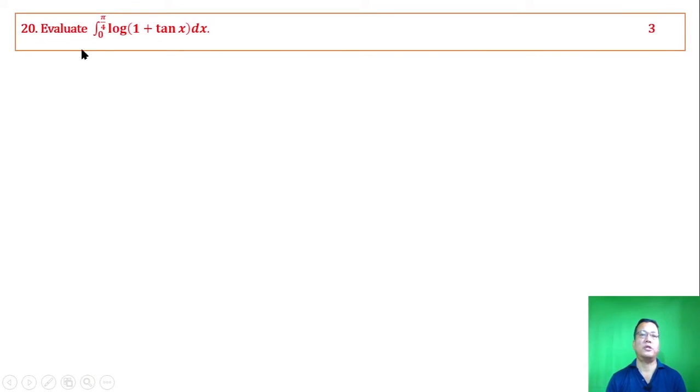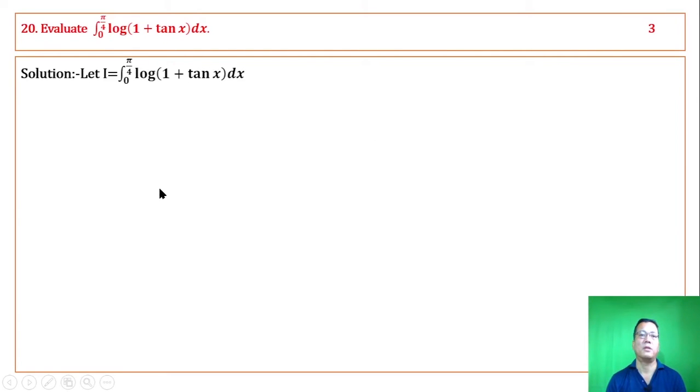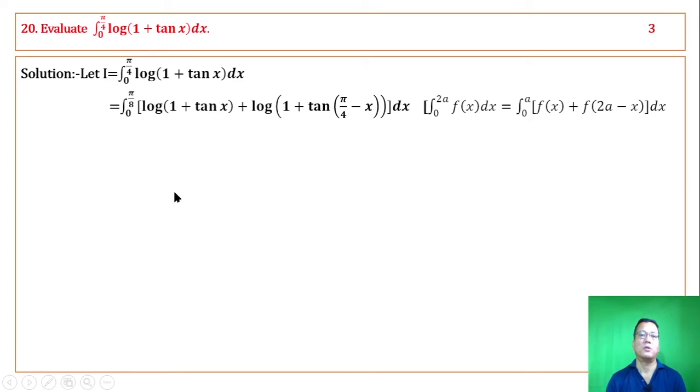Question number 20. Evaluate the value of this definite integral, 3 marks. Let I equal the given definite integral. Using the property: integral from 0 to 2a of f of x dx is the definite integral of f of x plus f of 2a minus x dx, the limits remain unchanged.